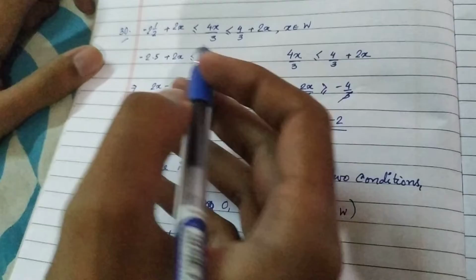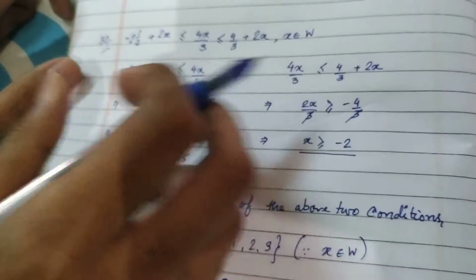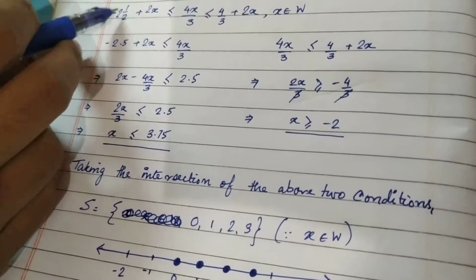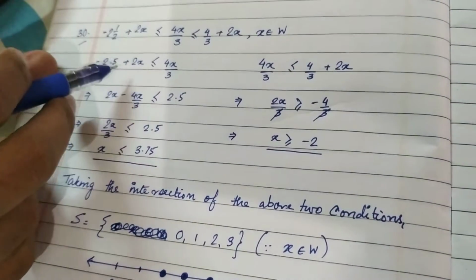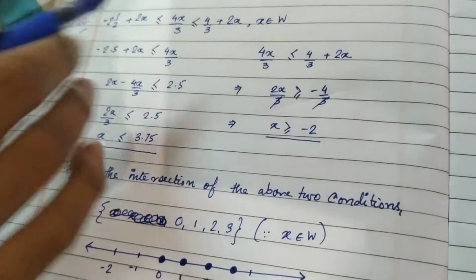We have a similar type of question where again we have a combined inequation. Again we'll divide it into two parts. The first part being, I've written 2.5 as 2.5. So minus 2.5 plus 2x is less than 4x by 3. Again we do the same process.